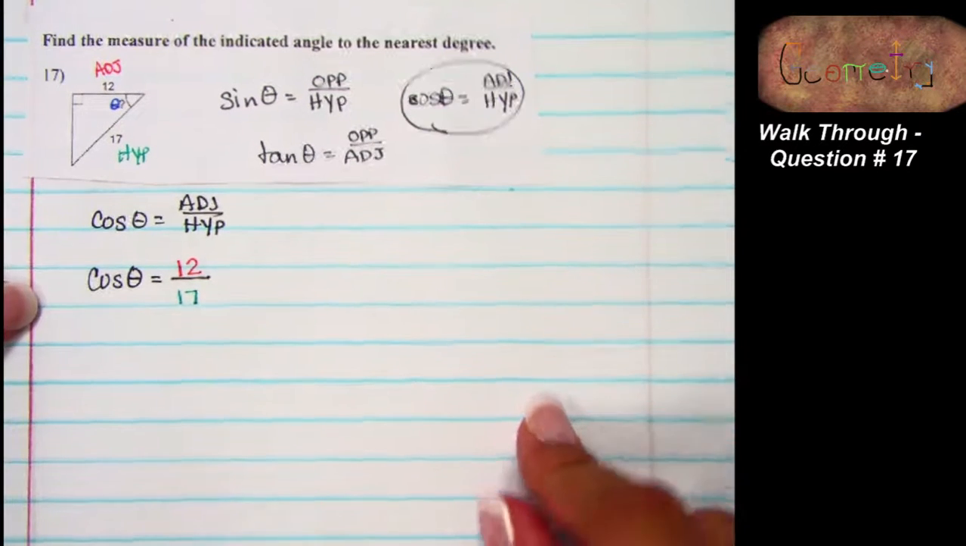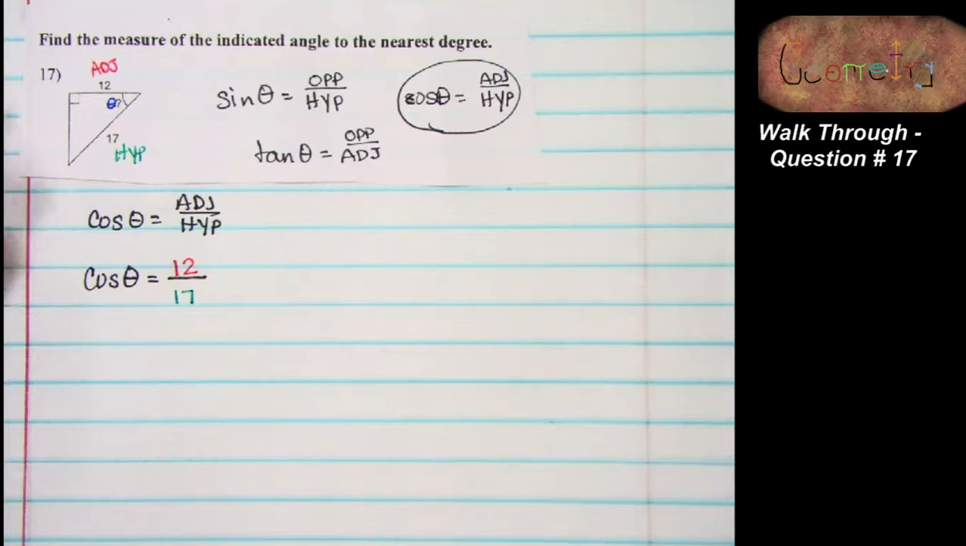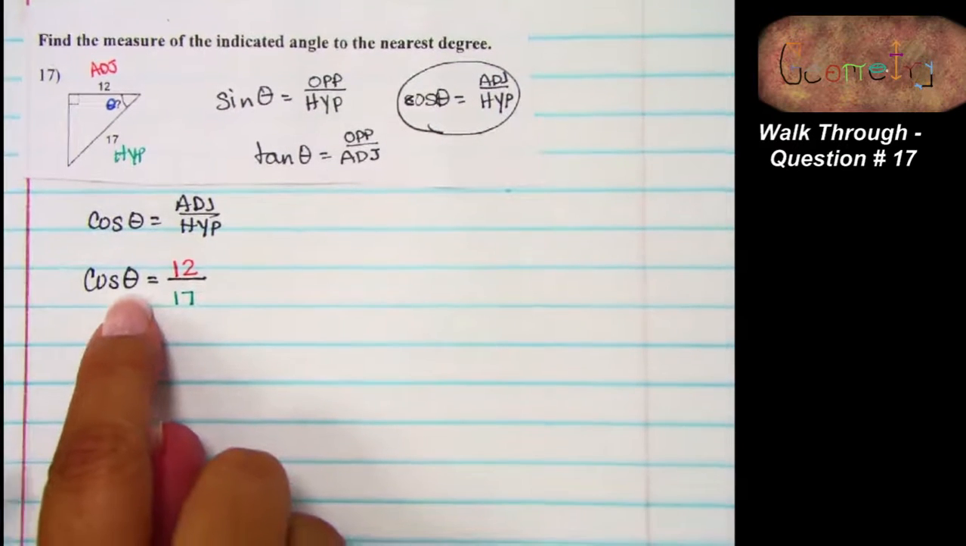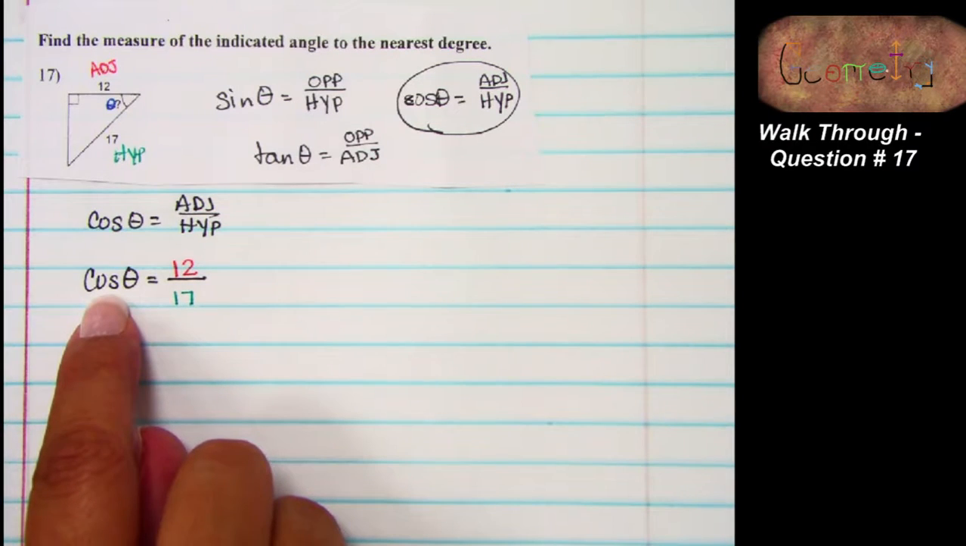Now our goal, since we're being asked to find the measure of the indicated angle, is to get this variable called theta, which is the variable that we use when we're dealing with angles, all by itself on one side of the equation. Unfortunately, we have this cos, the cosine, out here. This cosine is like an operation, almost like addition or subtraction. It's not as simple as that, but it can function that way.